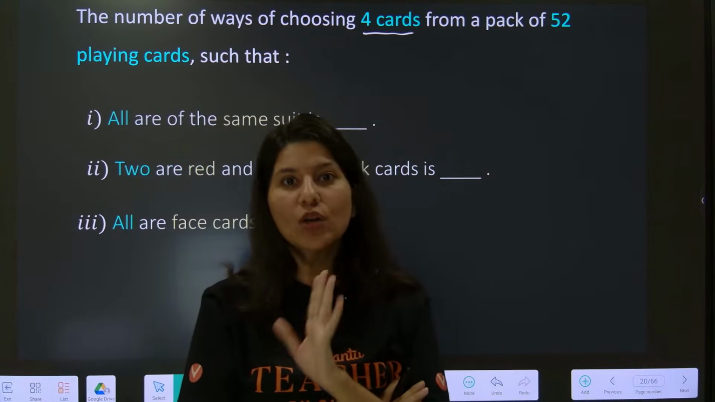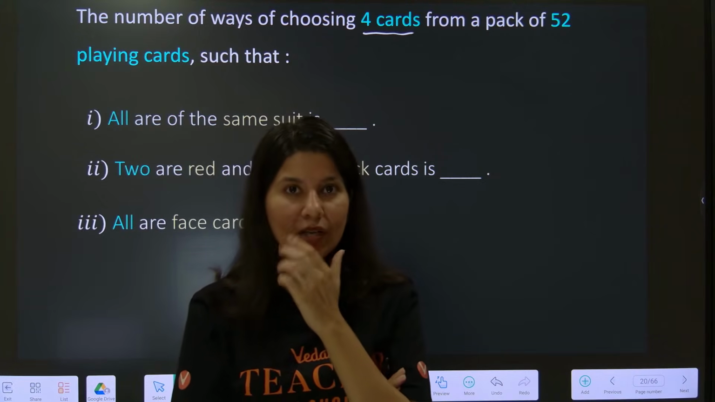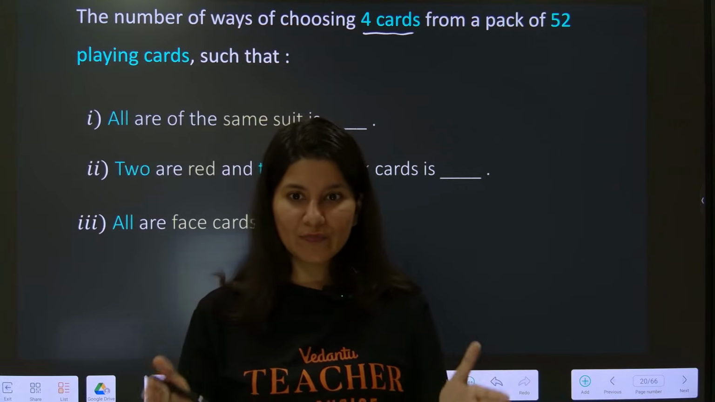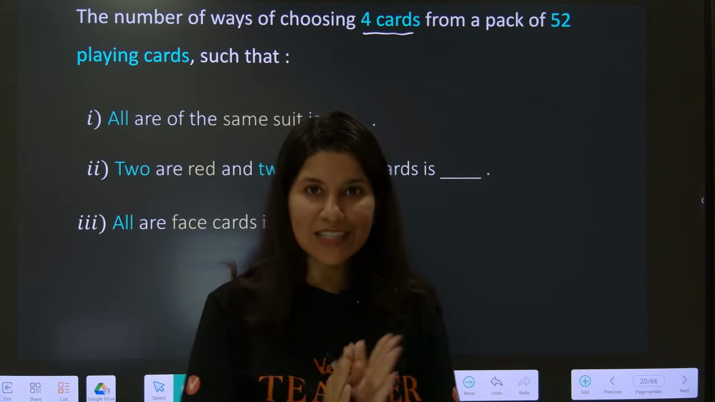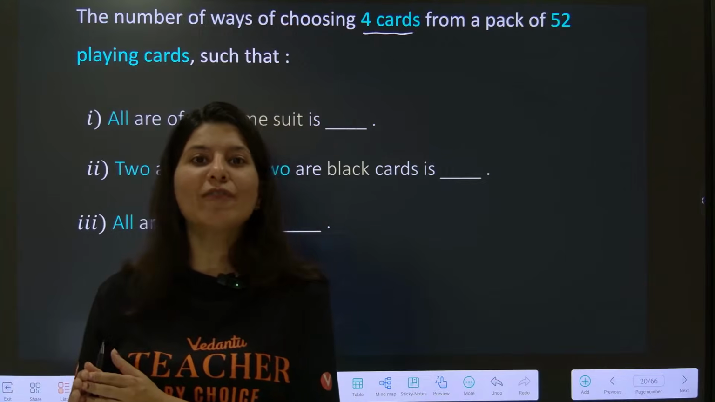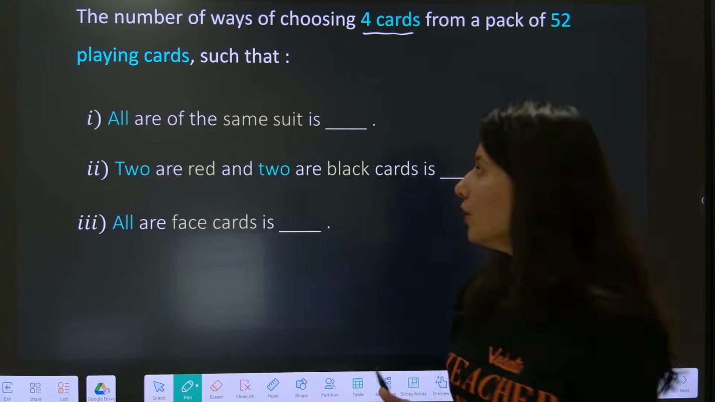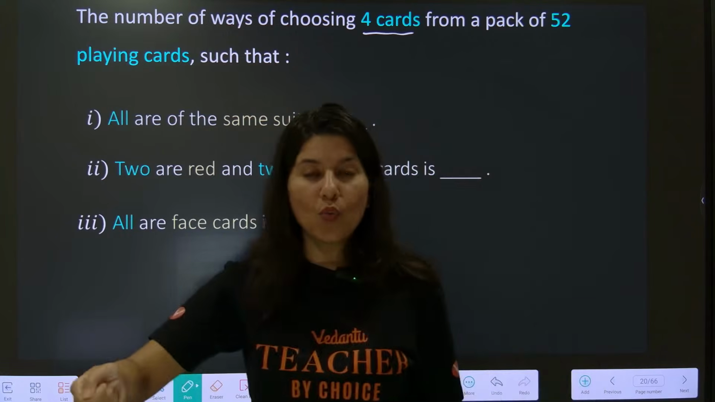See, you need 4 cards, but the condition is all 4 cards are of the same suit. So imagine that you have that 52 deck, and you have segregated it: 13 cards suit number 1, 13 cards suit number 2, suit number 3, suit number 4. 4 suits are available in front of you. Now, you have to execute it. You have to choose 4 cards from one suit.